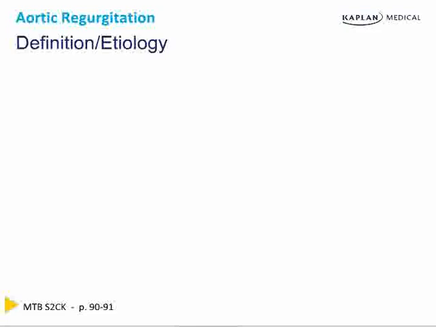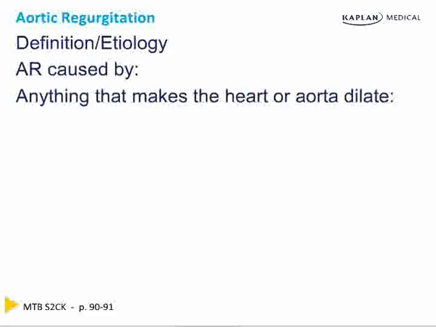Our next valve lesion is aortic regurg. Now, the causes of aortic regurg are very similar to the mitral regurgitation, which is infarction or infection, anything that makes the heart or the aorta dilate, anything that kills off part of the heart makes the heart dilate, or hypertension where the heart eventually gets tired and starts to dilate.